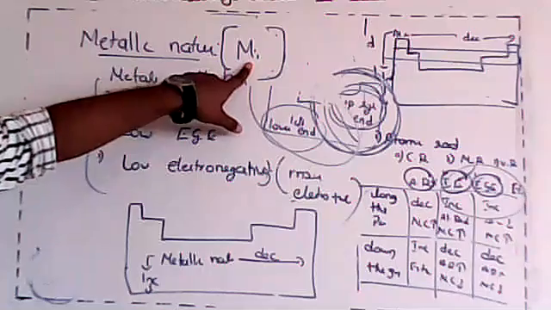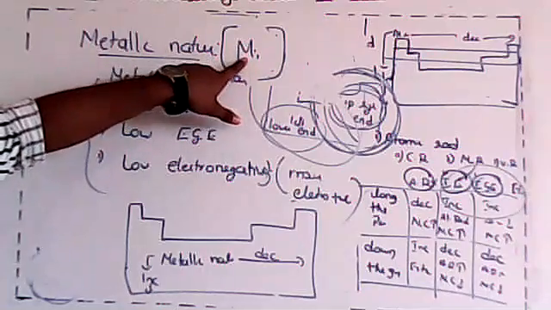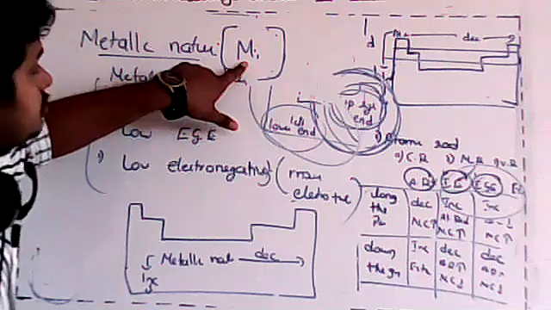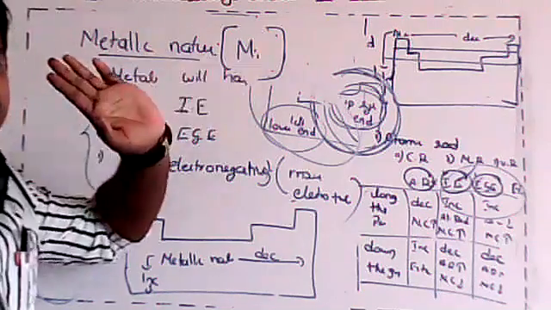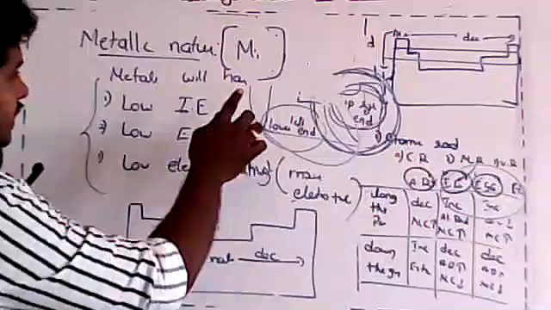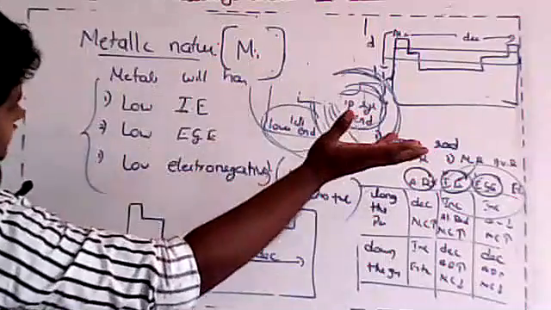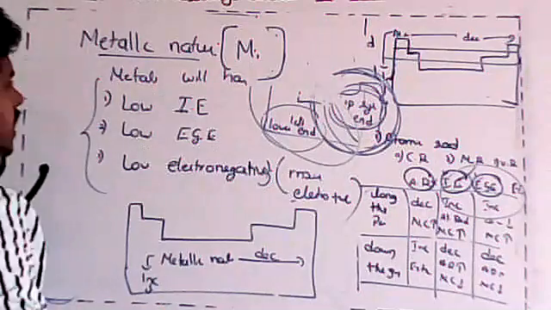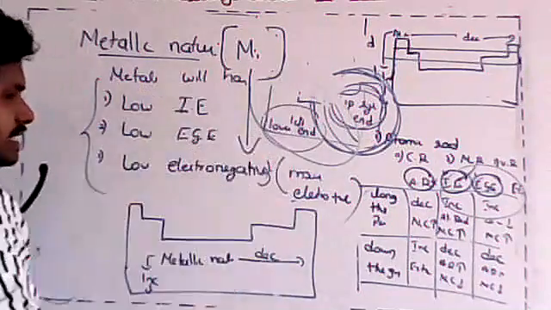You know why I'm taking this one? Because this will help you remember: down the group, metallic nature increases. Dear students, is that clear now? So down the group, when I'm comparing, metallic nature increases.